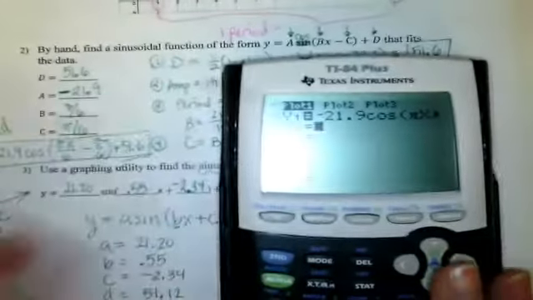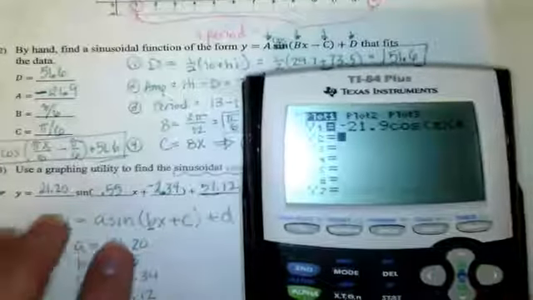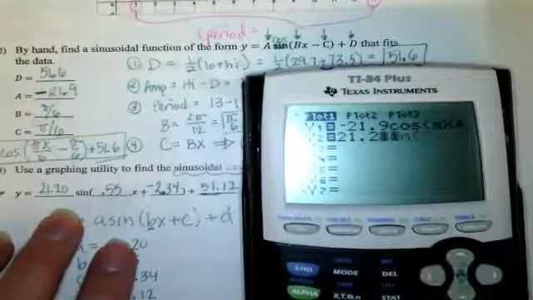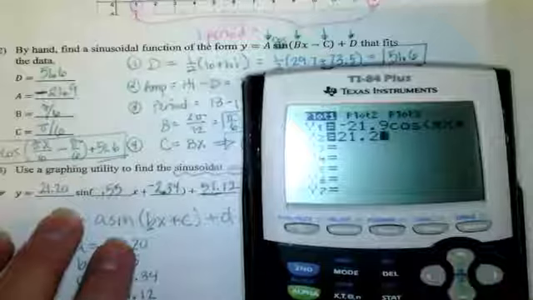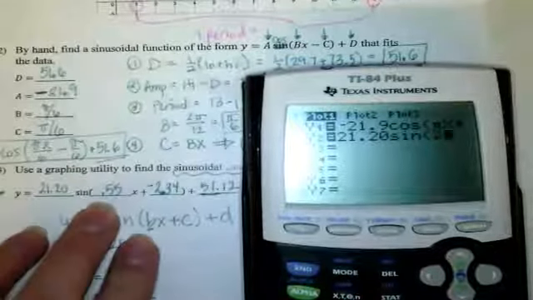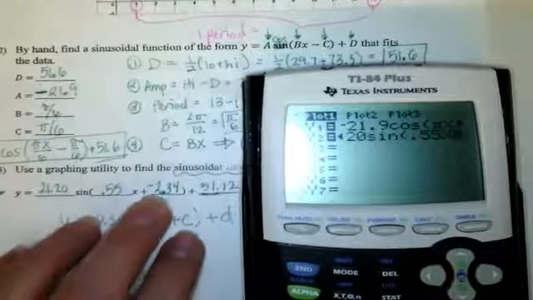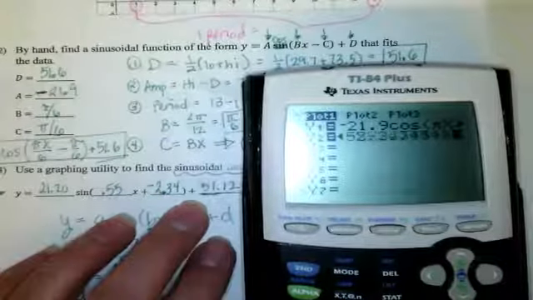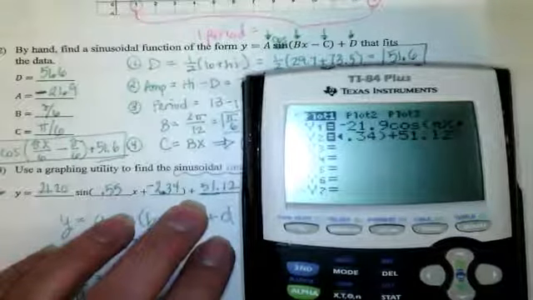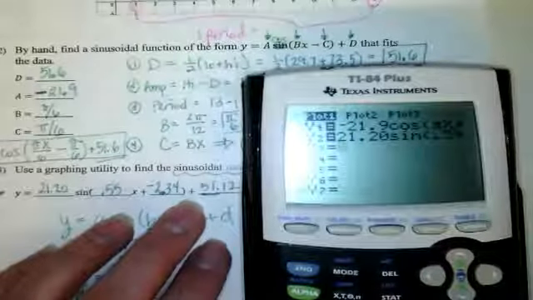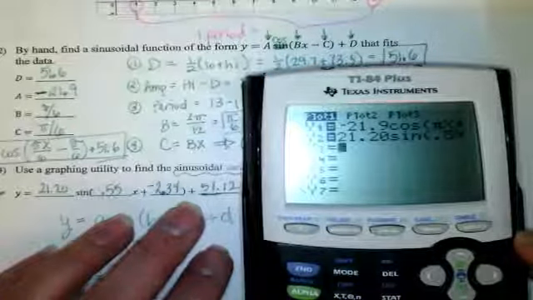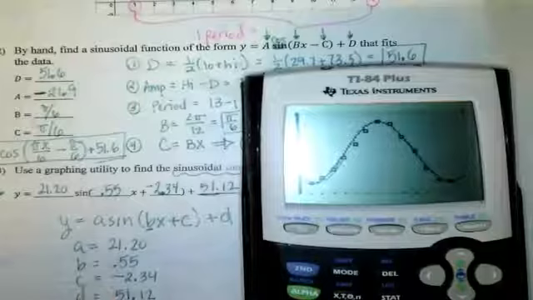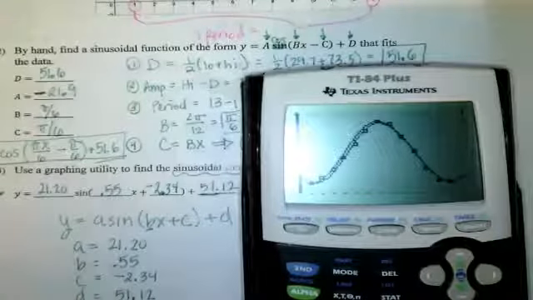And now we're going to put in our calculator equation as well. So 21.2, 20. All right, sorry. Sine of 0.55x minus 2.34 plus 51.12. So you should have 2 equations. Is the calculator equation going to be a little better than your by hand equation? Yes, absolutely. And so there you go.